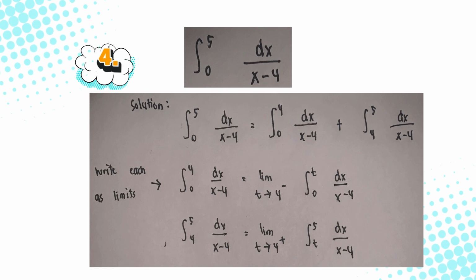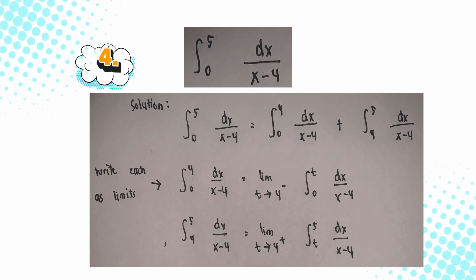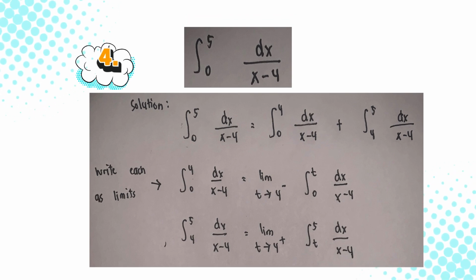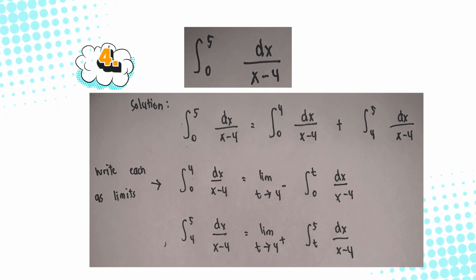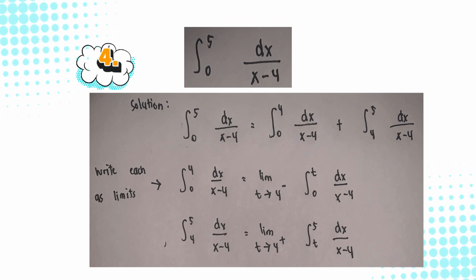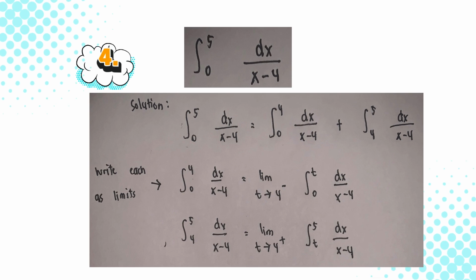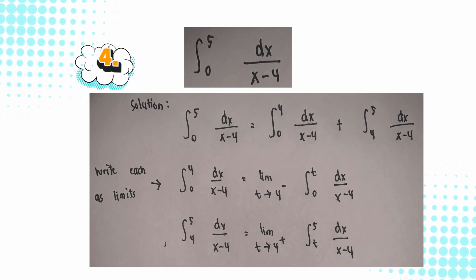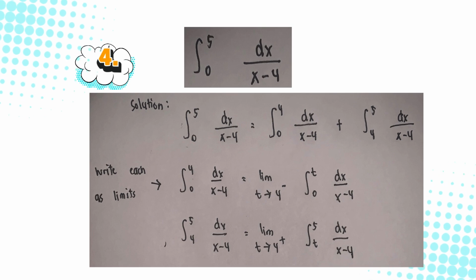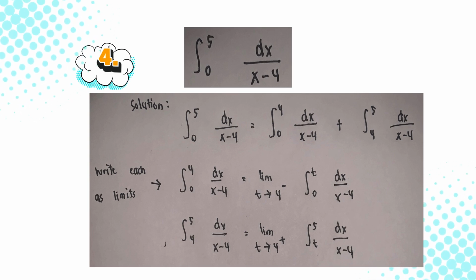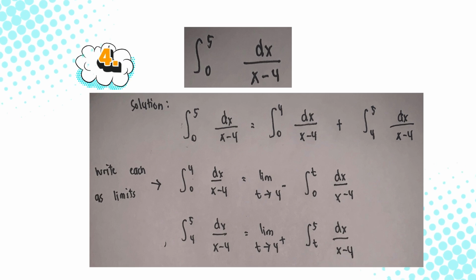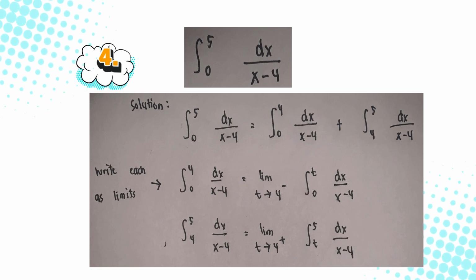Now for our last item, we have the integral of dx over x minus 4 from 0 to 5. Solution: the integral of dx over x minus 4 from 0 to 5. So we are going to split the integral. This will become the integral of dx over x minus 4 from 0 to 4 plus the integral of dx over x minus 4 from 4 to 5. This split is necessary because the integrand 1 over x minus 4 is undefined at x equals 4, making this an improper integral.